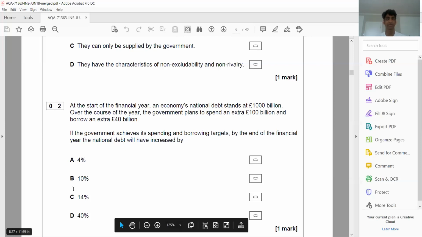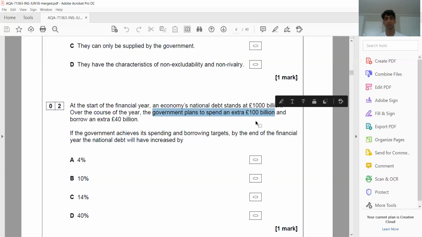Now, many candidates said either B or C. The reason why B seems like a reasonable answer is because the extra 100 billion pounds is what tricked them. They assumed that the extra 100 billion pounds is going to have to be borrowed. But the reality is, if you can find tax revenue, then that's great, and that doesn't do anything to the deficit.